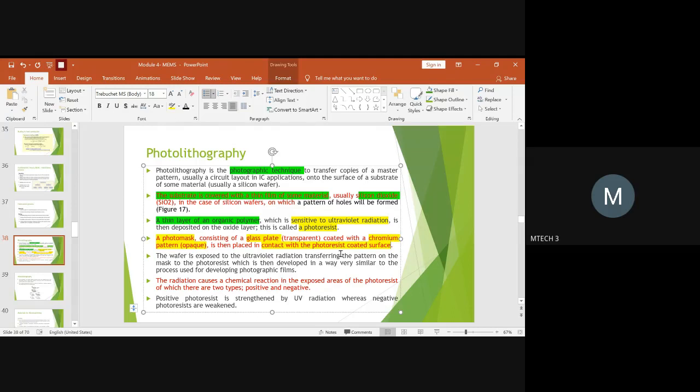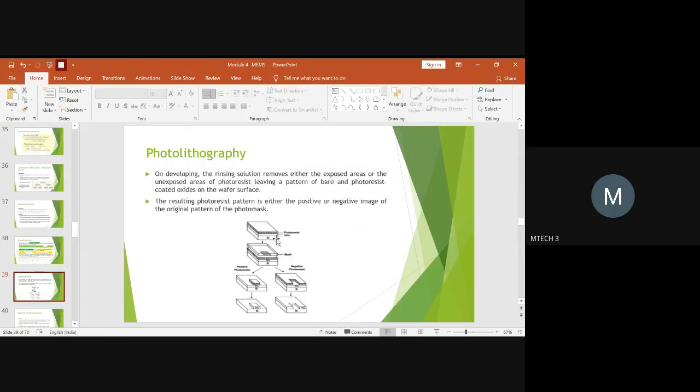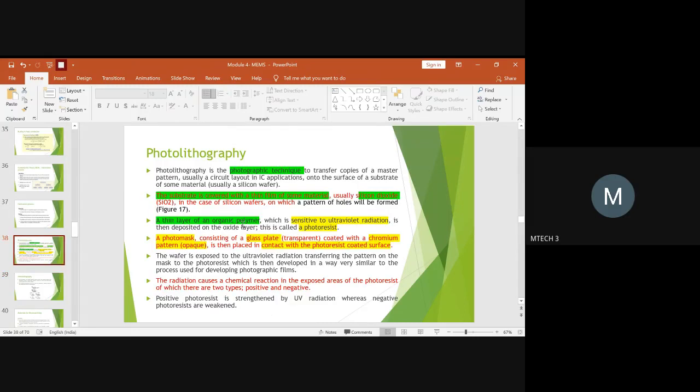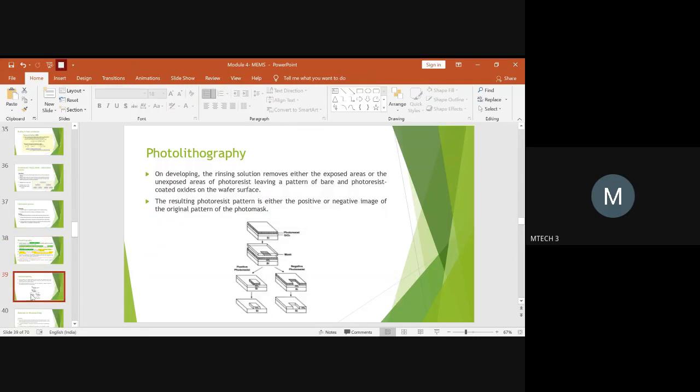But still, I will show some of the images later. Okay, so first you will make a substrate. Above that, you will apply a silicon oxide. Above silicon oxide, you will develop a thin layer of organic polymer. Okay, so above this organic, this is not only organic polymer.